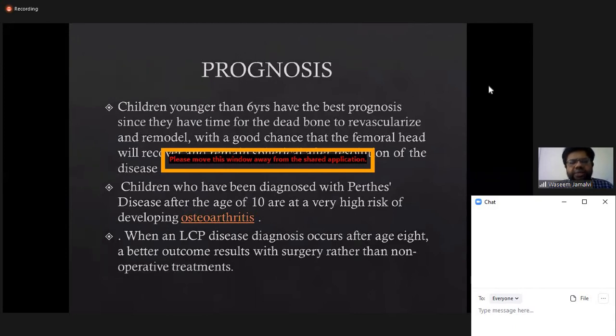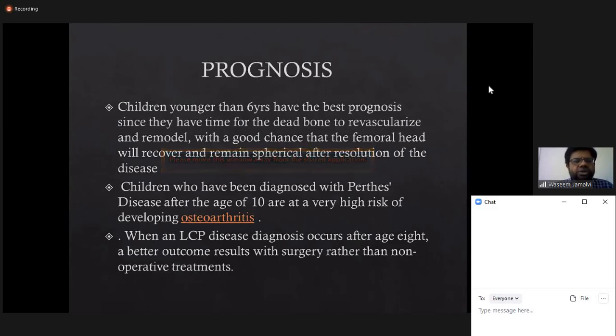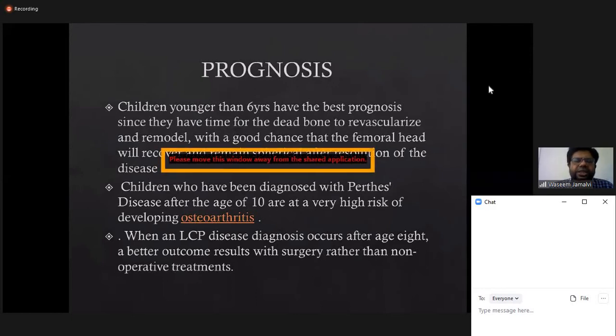If Legg-Calvé-Perthes disease is diagnosed after the age of 8, there is a better outcome with surgery rather than non-operative treatment. So if a child presents after the age of 8 years, we can go for vascular surgery to restore the blood supply. If the surgery is successful, there is a very good chance of recovery after the surgery. So this is the second topic, Legg-Calvé-Perthes disease.